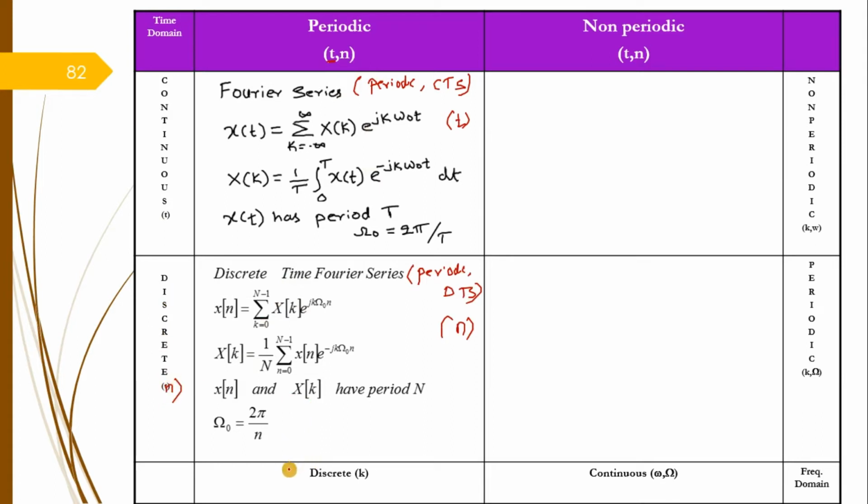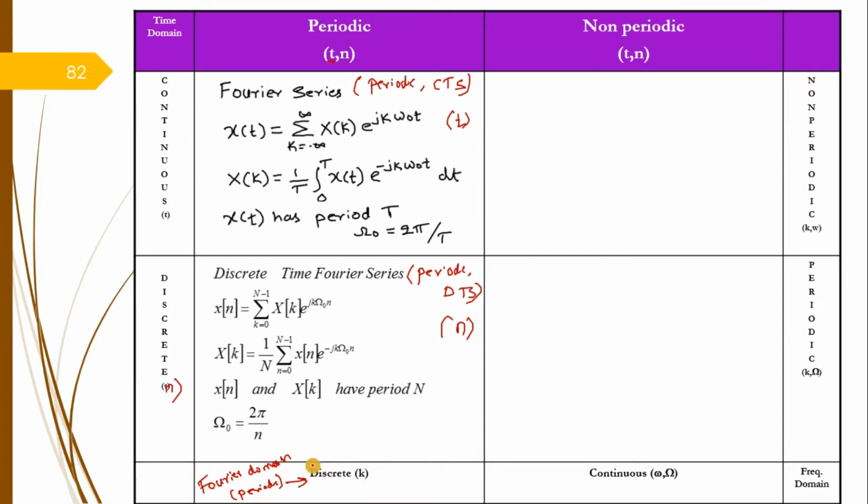And what about the frequency component? The frequency component will be discrete. This is the Fourier domain. For periodic signals, how does the Fourier domain signal look? It looks discrete. Your Fourier domain signal is discrete. That's the meaning. Please understand it.